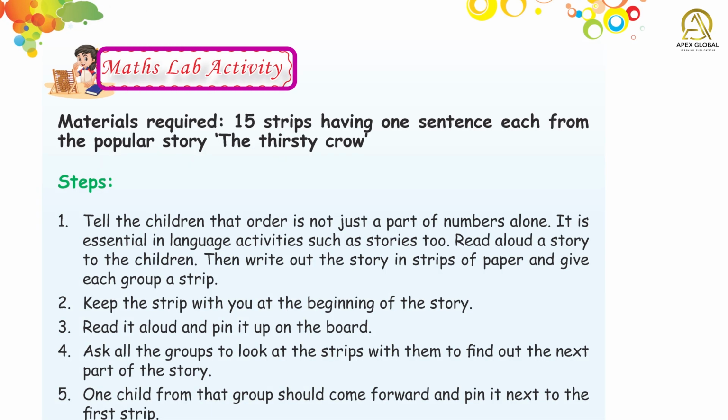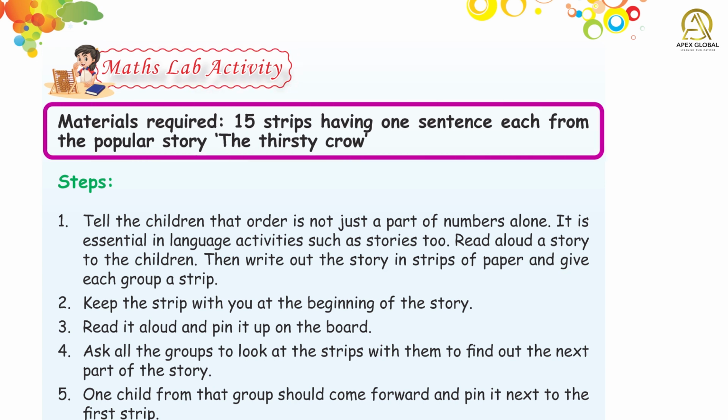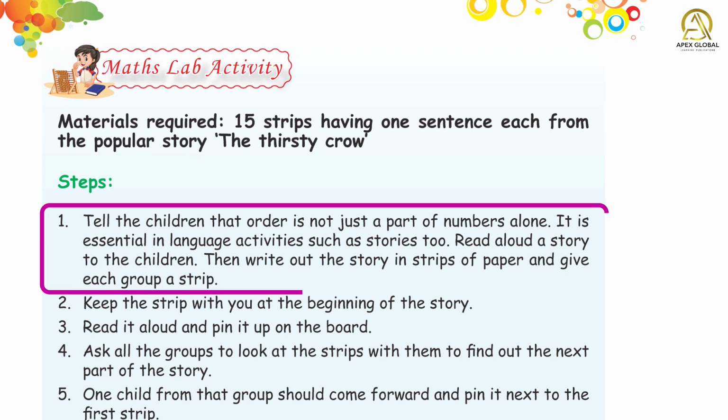Maths lab activity. Materials required: 15 strips having one sentence each from the popular story The Thirsty Crow. Steps: 1. Tell the children that order is not just a part of number alone. It is essential in language activities such as stories too.